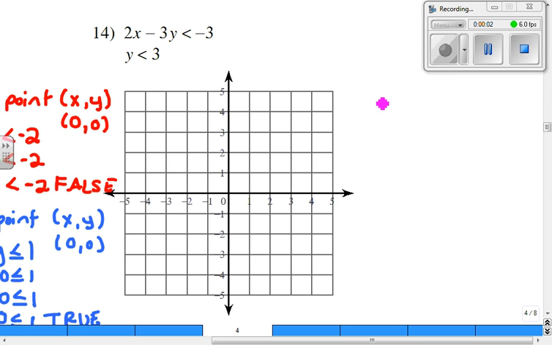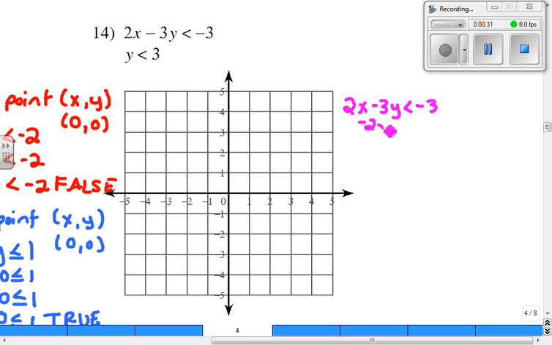For problem 14, we're still graphing the systems of inequalities. Whenever we graph a line, we need to make sure it's in y equals mx plus b format. This first inequality is clearly not in y equals mx plus b format, so let's rearrange it. We have 2x minus 3y is less than negative 3.